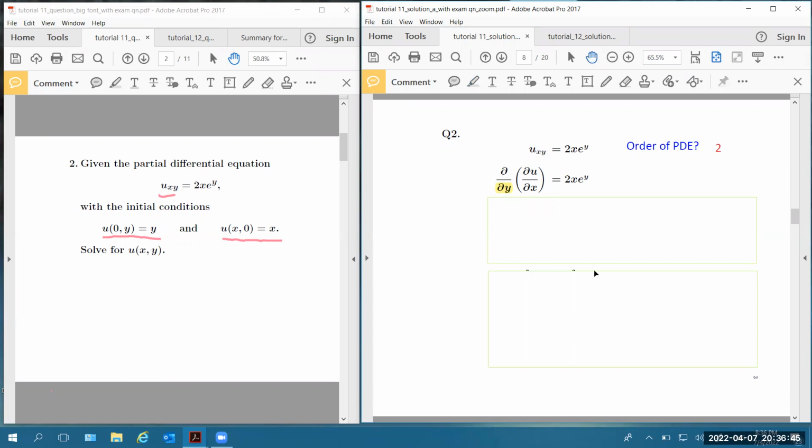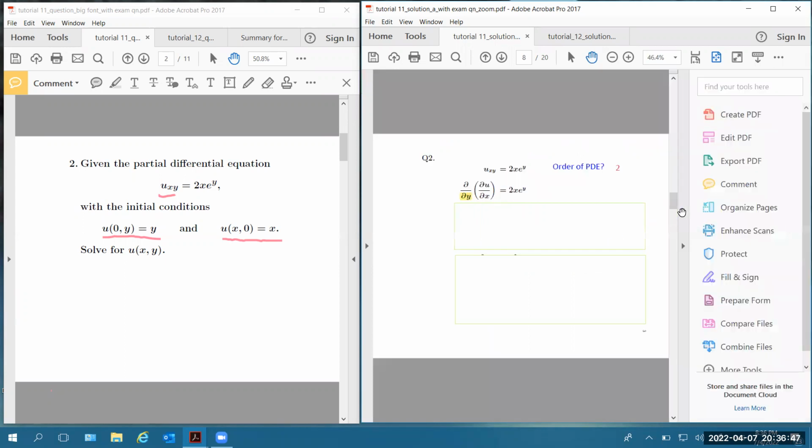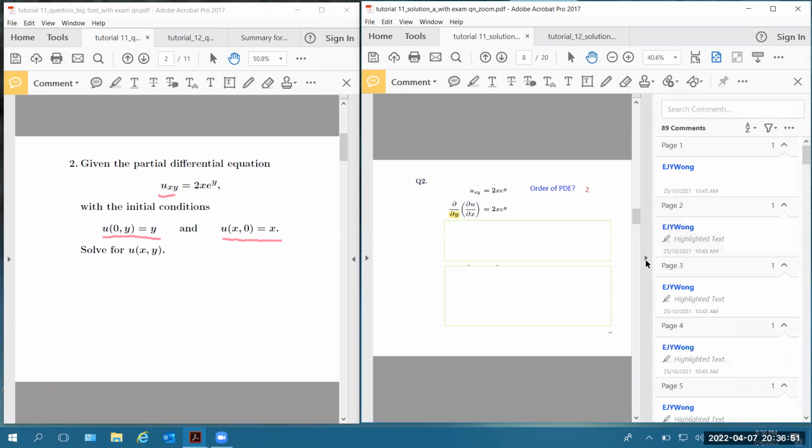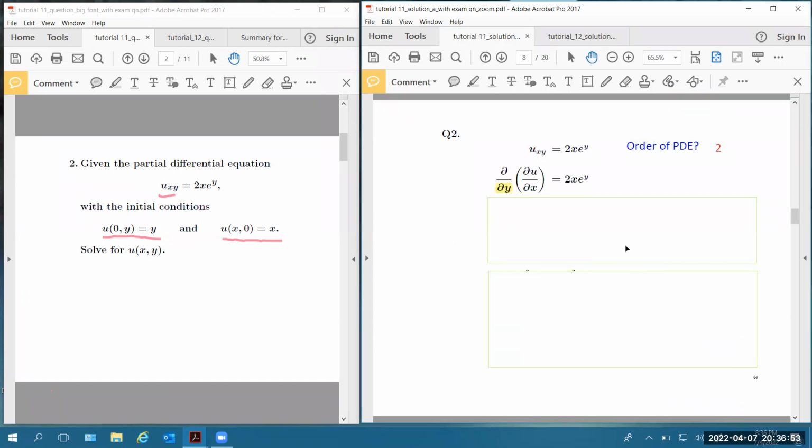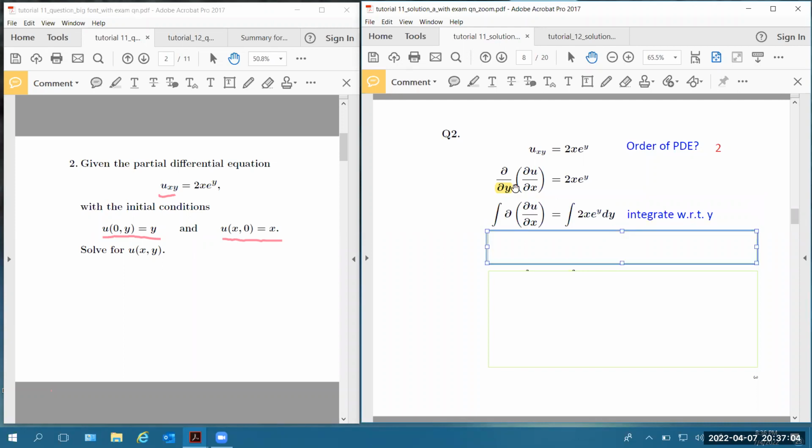Now, how can you remove this? I clicked something wrongly. I want to remove this del y, right? So what we do is the del y we bring to the other side. When you bring it to the other side, it becomes dy. So that is your dy here.